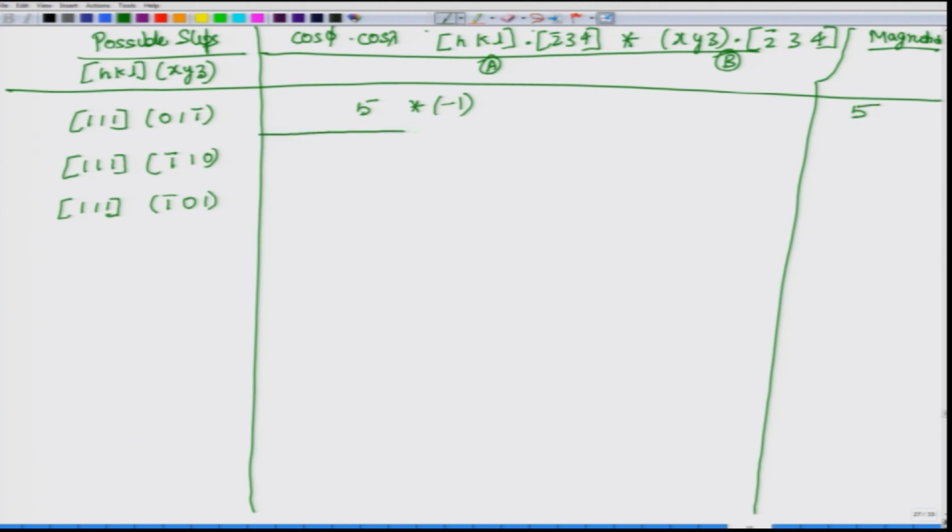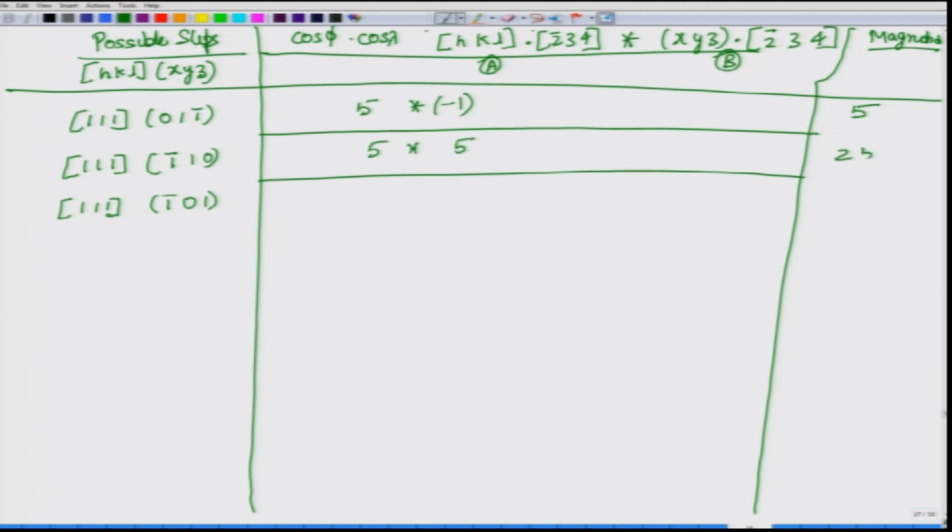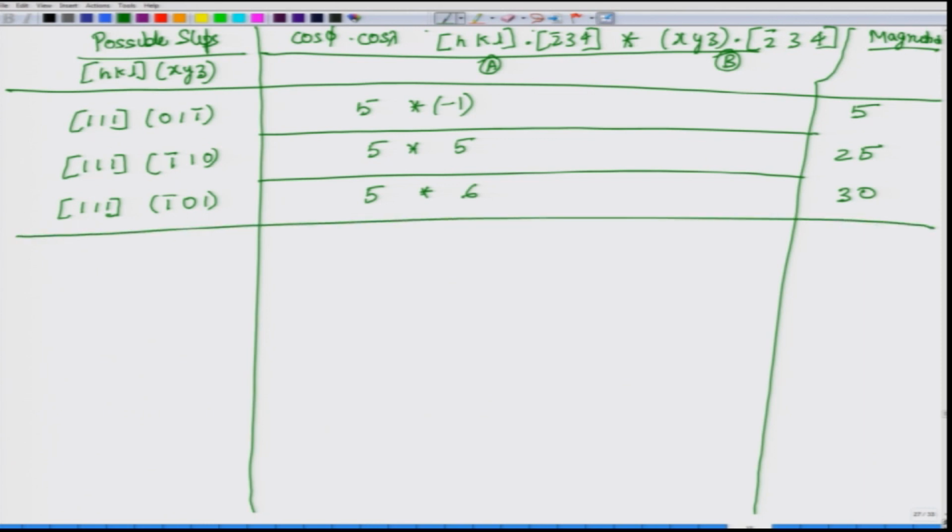You have to do the same thing for the other planes. I will just show you the different planes and give you the final values. You can cross check it on your own. For the second one it will come out to 5 into 5 equal to 25. For the third one it will come out to 5 into 6 equal to 30. So, this is all for the 1 1 1.